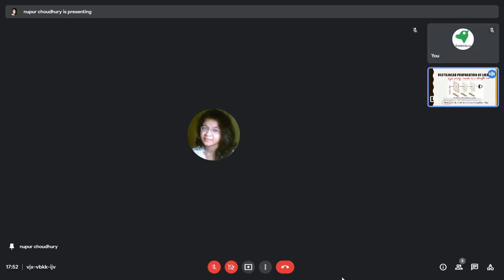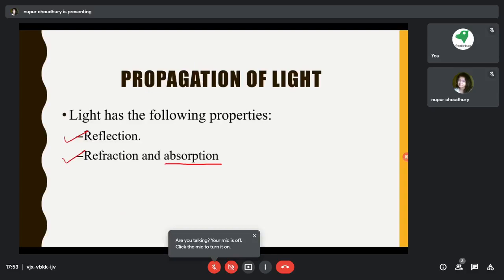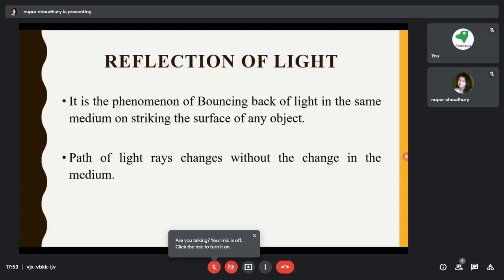Now moving on to the next important concept, the propagation of light, or how light travels. It is actually categorized into different types. One is reflection, the other one is refraction. We also have a third type of propagation, which is known as absorption. We will be talking about reflection and refraction, and absorption I will just brief you on. So let's move ahead.